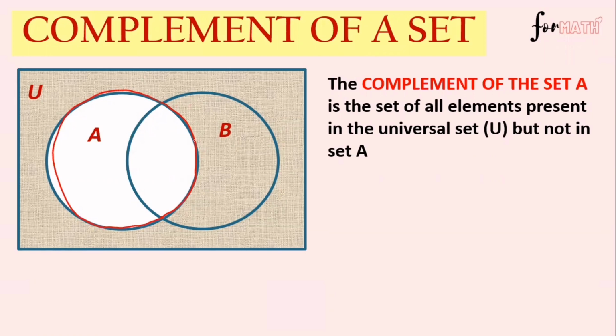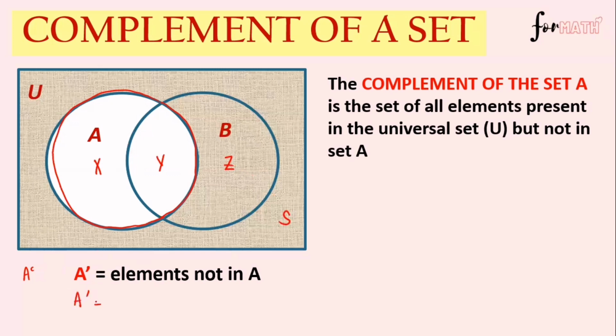Okay? We use the symbol A prime, or yung ibang ginagamit ay yung A with a C. So marami pong pwedeng gamitin. But usually we use A prime to denote the complement of a set A. Okay? Meaning, elements not in A. For example, if we have A, X, Y, Z, and let's say this is S. So if we're looking for the A prime, ang A prime natin dito ay Z and yung S natin. Okay? Lahat ng element na present sa universal, but not in A.